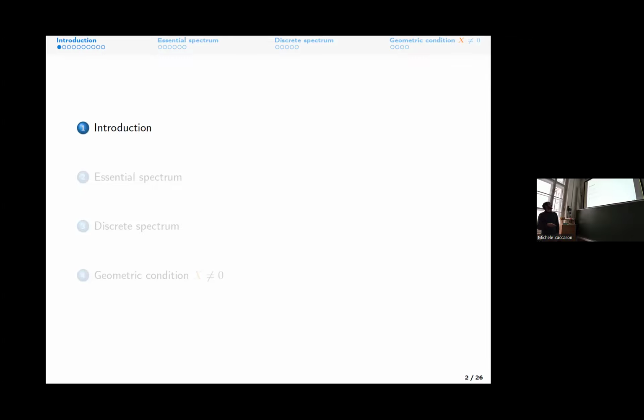So first I will define all the objects, so that I may present to you a first main result of our research concerning the essential spectrum of the Maxwell operator. We will define everything, and then also some theorems, some results concerning the discrete spectrum, and finally, in the last few slides, I will talk more about geometric conditions.